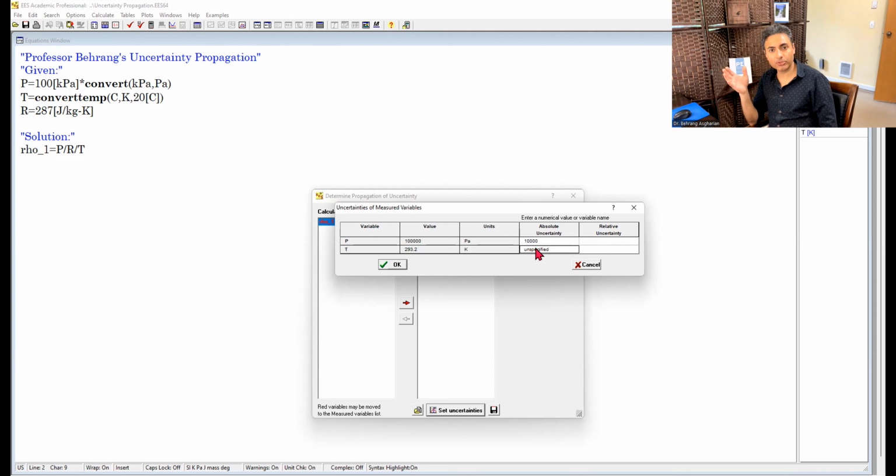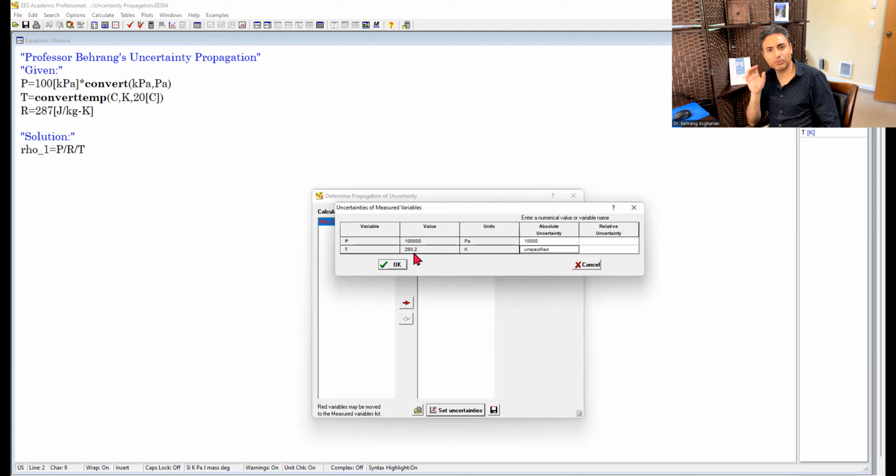Same case for the temperature. You're going to do Kelvin. The uncertainty was 2 Celsius. But you are not going to convert 2 Celsius to Kelvin. That was already a difference, and a difference of 2 Celsius is the same as a difference of 2 Kelvin. We converted the average value from Celsius to Kelvin, 20 degrees to 293.2 Kelvin. You must do that. But you're not going to convert the uncertainty from Celsius to Kelvin. Why? Because temperature difference in Celsius is the same as temperature difference in Kelvin.